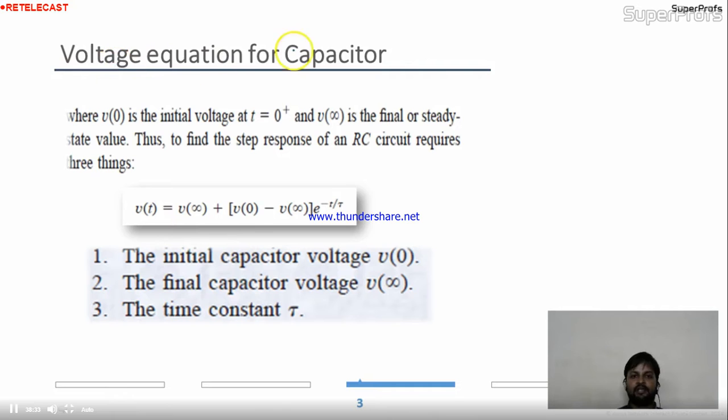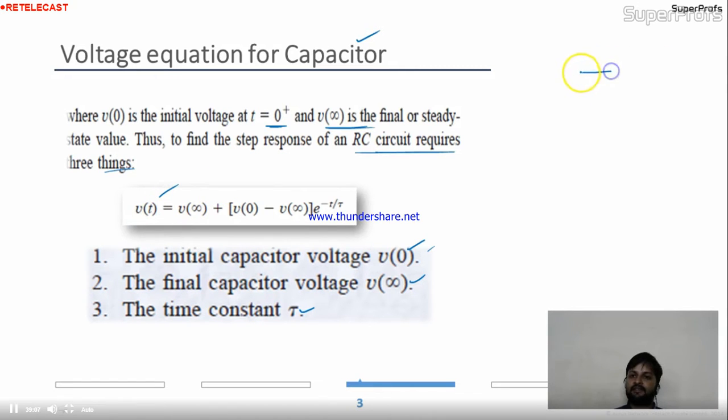Very important. Voltage equation for the capacitor, where V0 is the initial voltage at t equal to 0 plus, V infinity is the final or steady state value. Thus, to find the step response of an RC circuit requires three things: the initial voltage, the final voltage, and the time constant. If you have these three things for a particular circuit, you can easily get the value of voltage for t greater than 0.